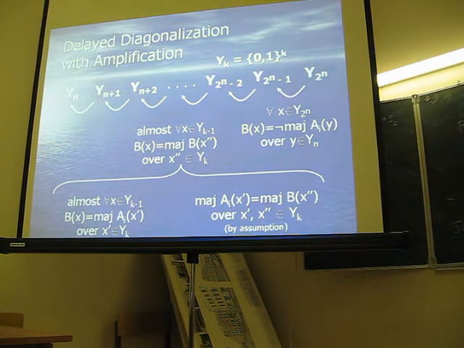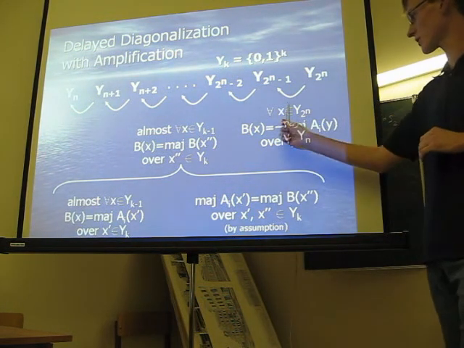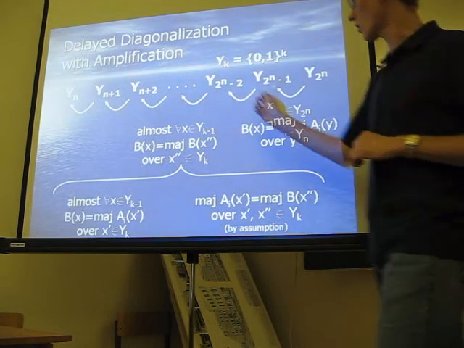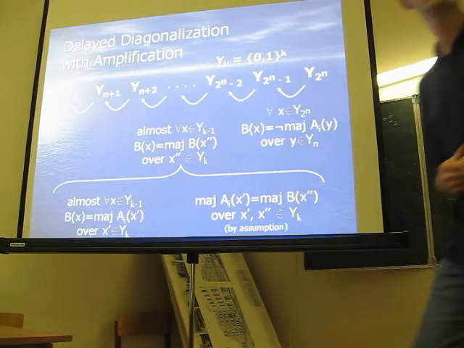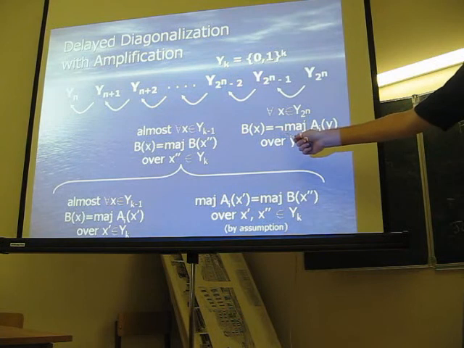So, wait. Where is the definition of A? Where is the assumption? The definition of B on these inputs is this. And why is it in NP then? Why is that in NP? Yeah. Okay, here it's in P.